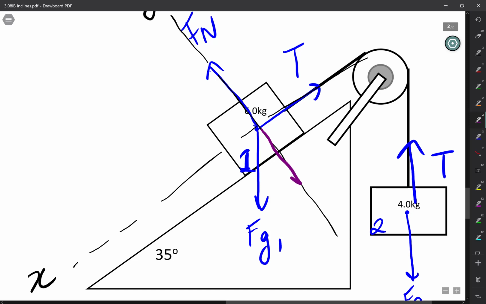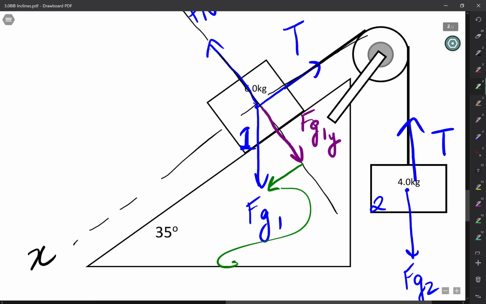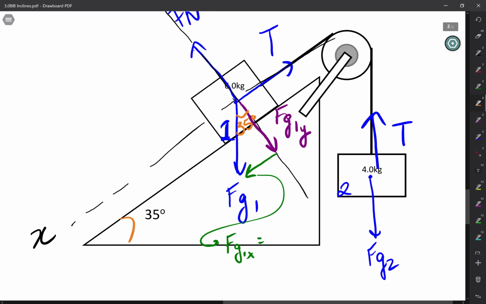So I have Fg1 going down over here. So this is Fg1y. And then I have going along this direction over here, this is Fg1x, which I'm going to write over here, Fg1x. We also know that the angle is 35 degrees, which tells us that this angle over here is also 35 degrees.